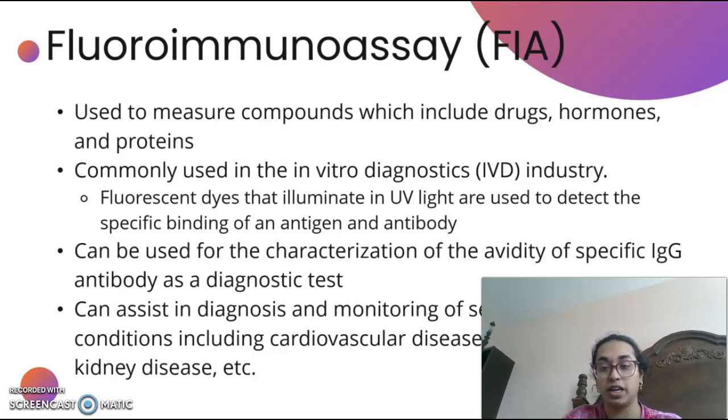FIA can be used for the characterization of the affinity of specific IgG antibodies as a diagnostic test in various clinical laboratories. This type of immunoassay can also be used for the detection of a wide range of biomarkers to assist with the diagnosis and monitoring of several medical conditions, including cardiovascular disease, inflammation, kidney disease, thyroid conditions, and also fertility.